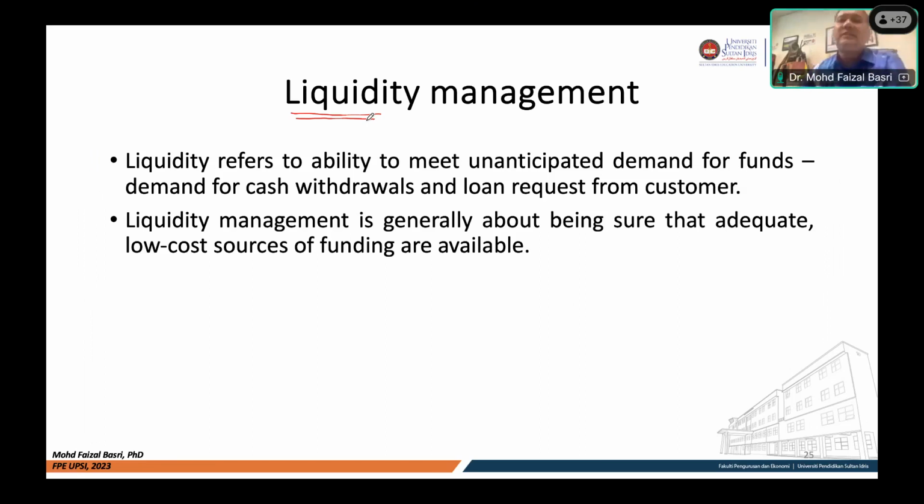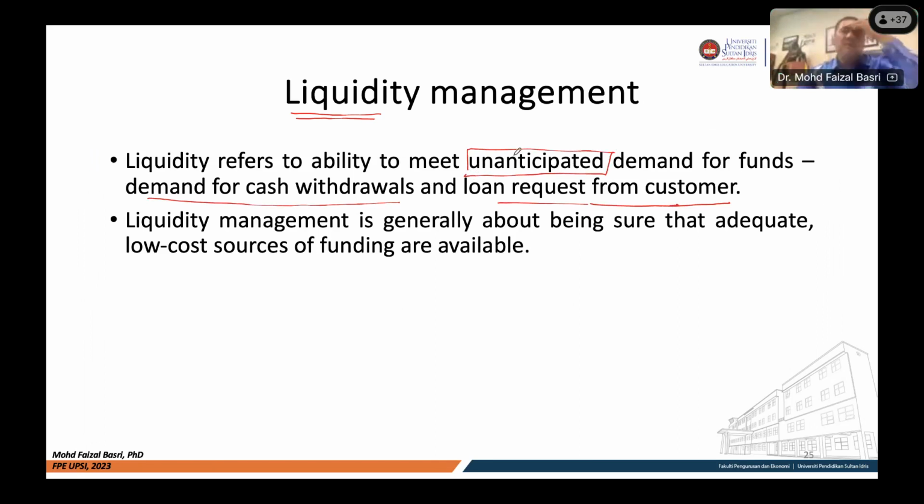So liquidity for banks, as I said, is the ability to convert money, to exchange the value of the assets into cash in a very quick time. Because sometimes banks have to prepare for the demand for cash withdrawals and also loan requests from customers. Sometimes it can be something extraordinary, not something we expect or anticipate. Sometimes it can be unanticipated.